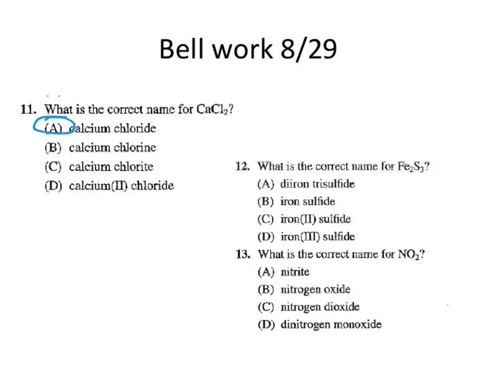Use my cheat sheet without work. For now, you can. What about the correct name for Fe2S3? Iron 3 sulfide. And what is the correct name for NO2? Nitrogen dioxide. Awesome.